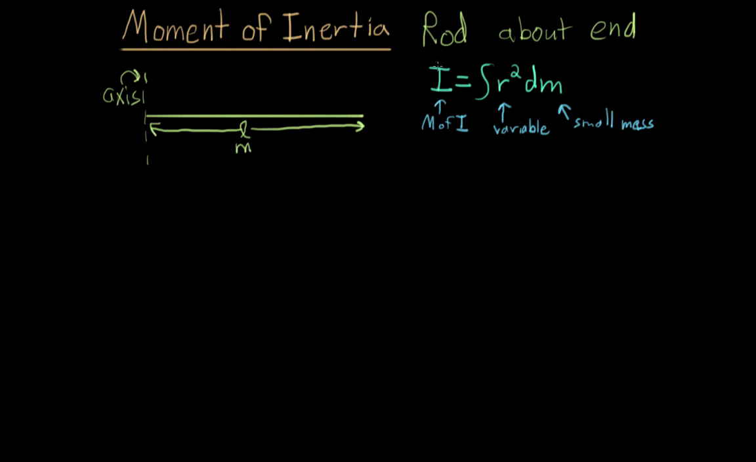Remember, when we integrate, we're adding up lots of little bits, and in this case, we're going to be adding up lots of little bits of mass. Now, in this problem, we don't actually have an r or a dm, but we can add these to our picture as we go along.